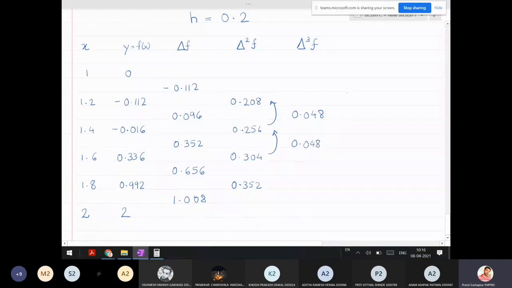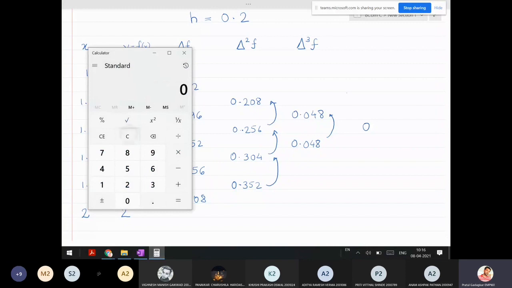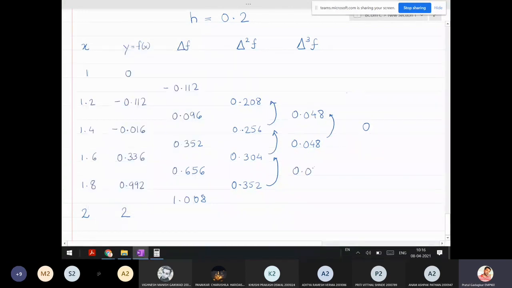It's a good sign, because when I do this subtraction, then this will become zero. Okay, when I go for this one, 0.352 minus 0.304, that subtraction is again 0.048. So it is again a good sign, so that again this subtraction will become zero, and therefore the next subtraction will also become zero. So delta raised to 4 column is this, and this is delta raised to 5 f.